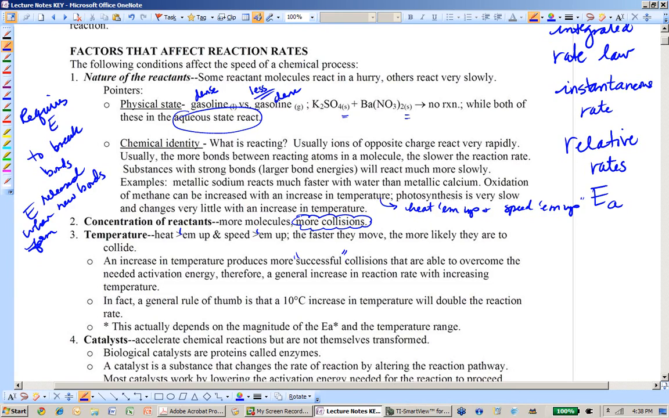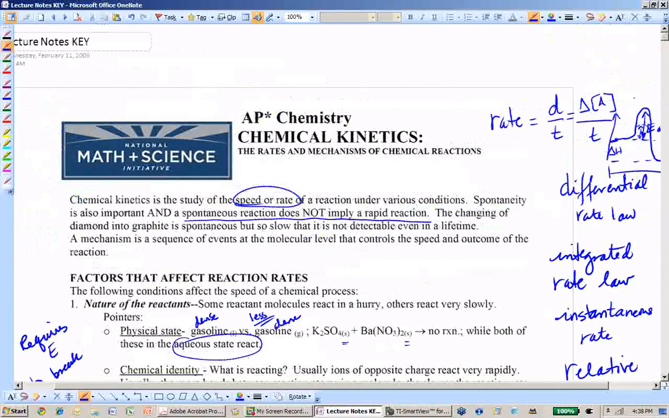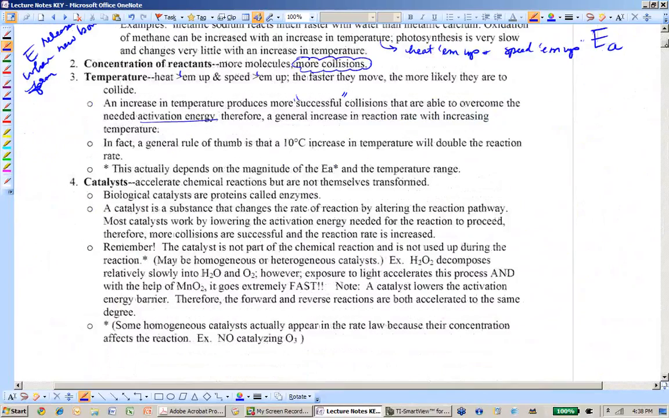An increase in temperature is going to produce more successful collisions, and I want to talk about successful in just a minute, that are able to overcome the needed activation energy. That's that hump on that diagram up there that we drew earlier, this one right there. And that means we're going to have a general increase in reaction rate, which is code for it goes faster with increasing temperature. So let's talk about successful collisions. For a collision to be successful, it has to have the proper geometry.